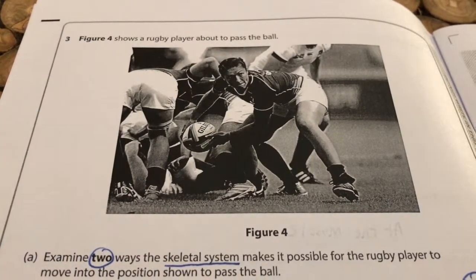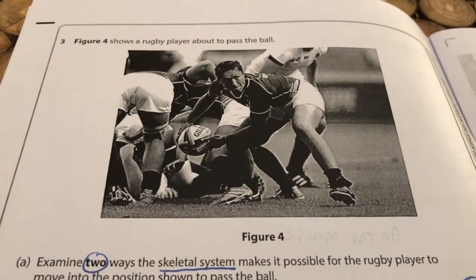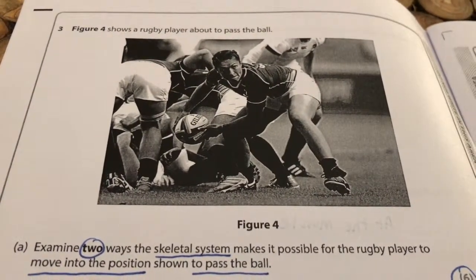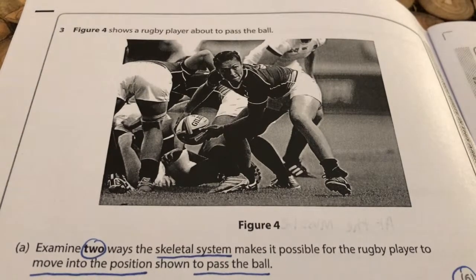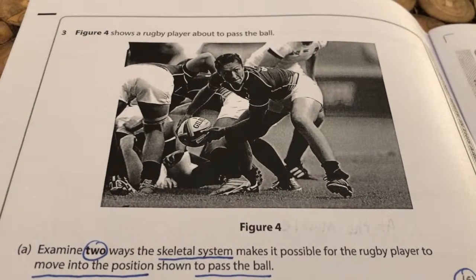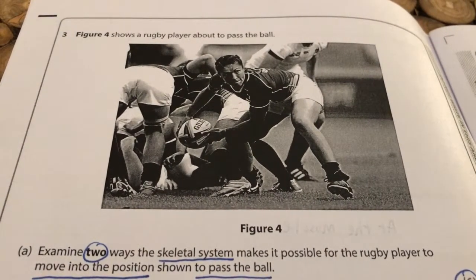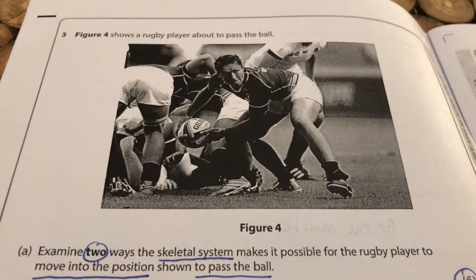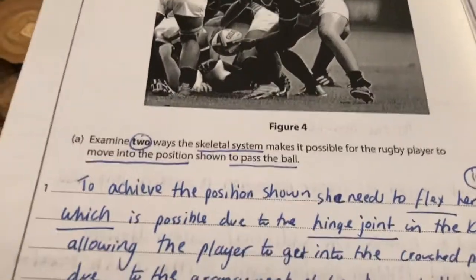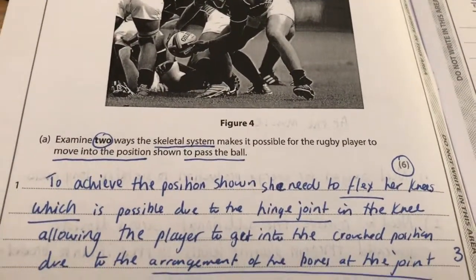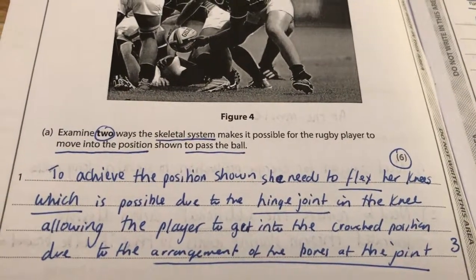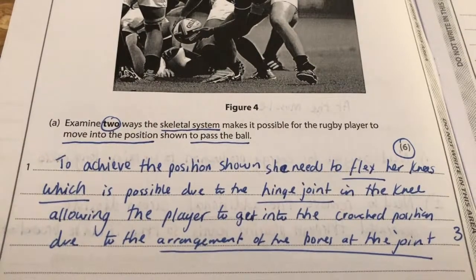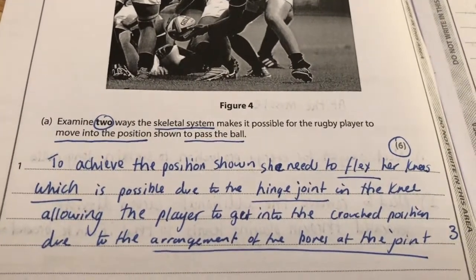So, question 3a, examine, so look at 2 ways the skeletal system makes it possible for the rugby player to move into the position shown to pass the ball. So she's moved into the position, she potentially is a number 9, she's got down nice and low, bending her knees, picked up the ball ready to release it, potentially from the back of a ruck. So in order to get the marks, this is worth a whopping 6 marks, and again, most people didn't get it, and because it's got examine and it's only looking for 2 marks, we've got to explain both of the 2 ways we want to look at.